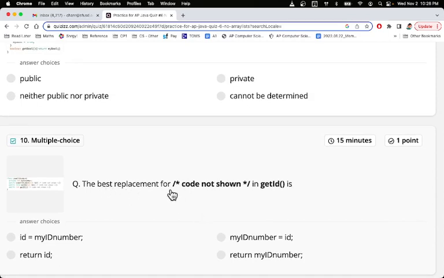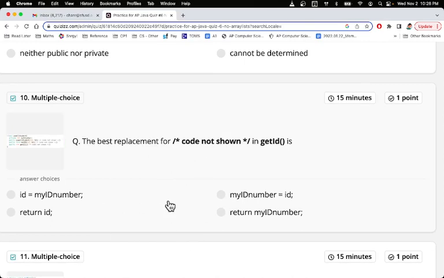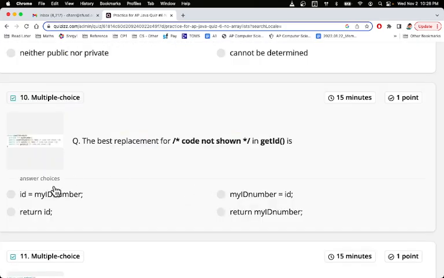Number 10, what is the best replacement for code not shown in getID? This idea you will need to know for your quiz on Friday. Getters look a certain way, and setters look a certain way. In getID here, for this class LOLStudent, getID is the bottom one. From what you know of function headers, that should be enough to get you through this question. If you're looking for the return type, it is of type integer, so you know your answer must return an integer. It can't be this answer, and it can't be that one. It has to be one of these two.